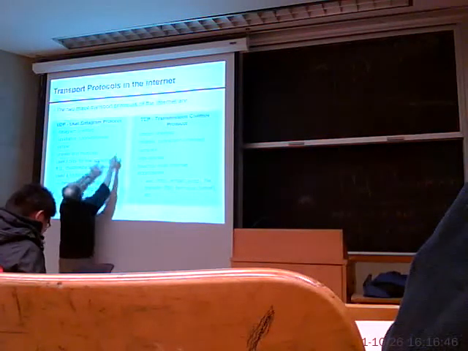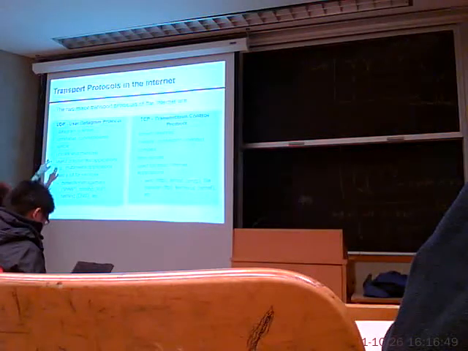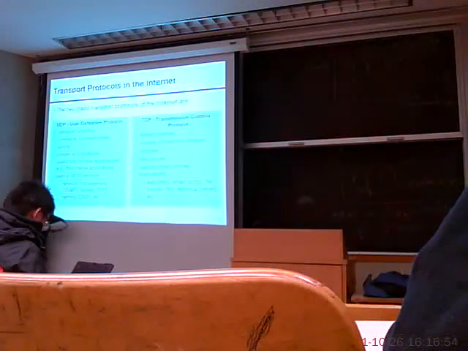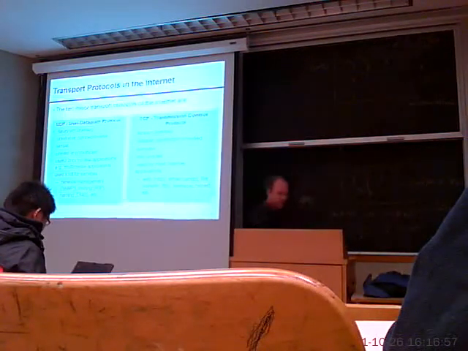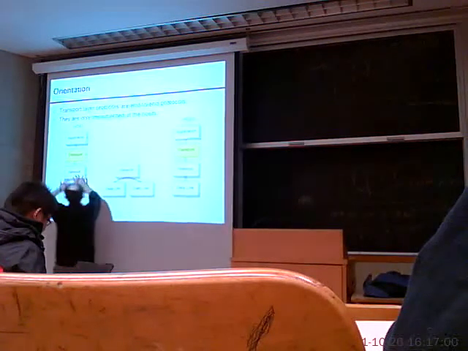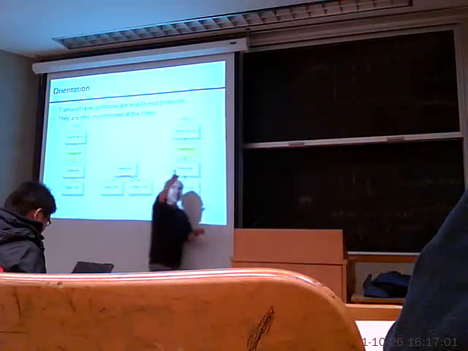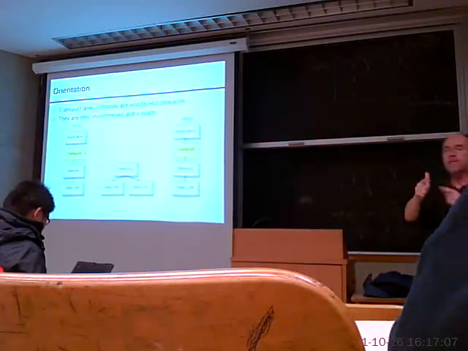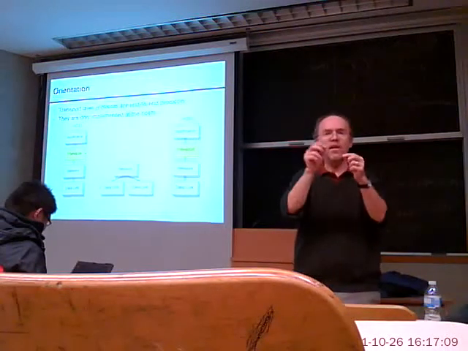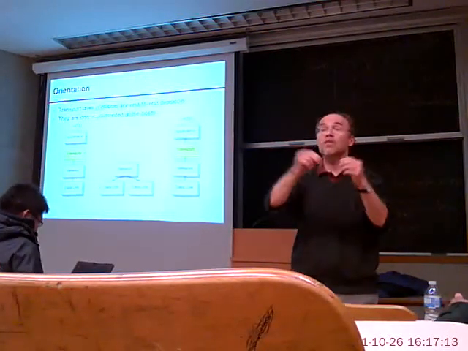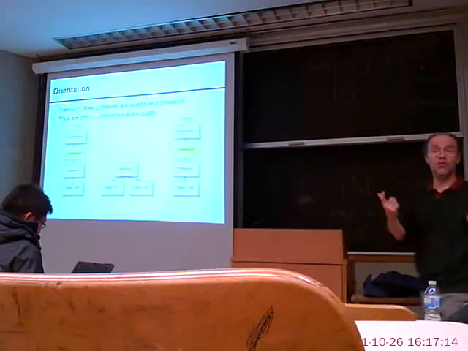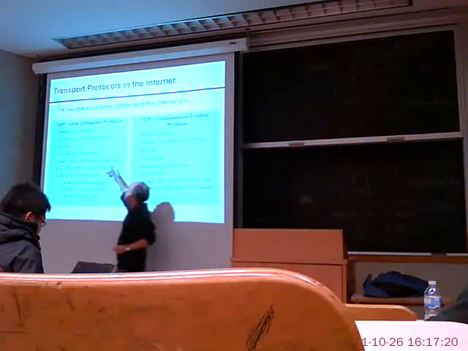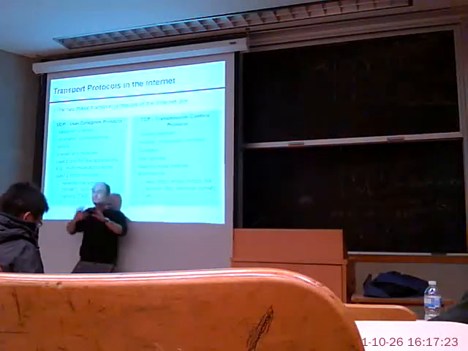TCP is a reliable, connection-oriented protocol. UDP is an unreliable, connectionless one. If you remember the IP delivery service, the lower layer, the service that IP provides is connectionless and unreliable, meaning there is no notion of sequence. Unreliable means there's no delivery guarantee. It's a best-effort service. That's the same service that UDP provides, so it doesn't do a whole lot. The implementation is very simple.